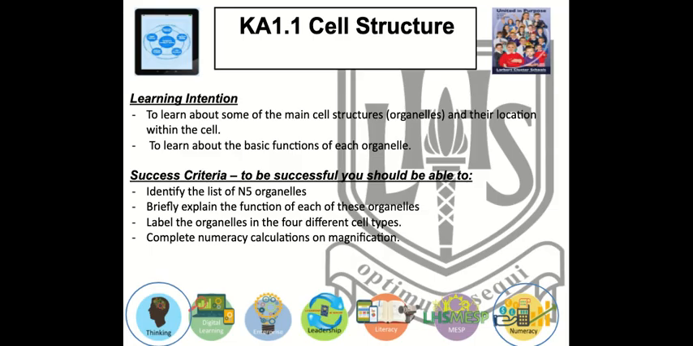Okay, so just to run through what we've gone through today, we've learned about the main cell structures, organelles, and their locations within the cell, and we've learned about the basic functions of each organelle as well. Hopefully now you can list all of the organelles in National 5, and you can briefly explain the function of each of those organelles. You should be able to label the organelles in the 4 different cell types and be able to recognise those 4 different cell types as well. And finally, you should be able to complete some numeracy calculations on the sizes of cells.